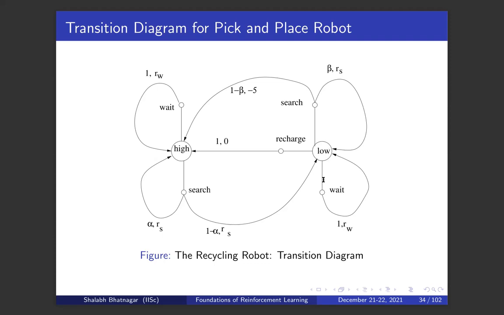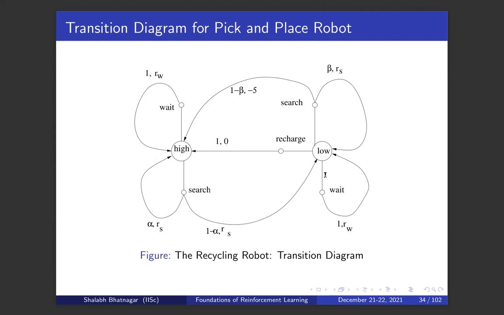If it is in the low state, then of course it can decide to wait. If it waits, then with probability 1, let's say it stays back in the low state, and the reward is RW. On the other hand, if it decides to recharge of its own, which means this is the decision taken by the robot that, okay, my charge level is low, let me go and recharge my battery. So it will go by itself and connect to a plug point. In which case it jumps into the high state at the next instant, and the reward is 0.